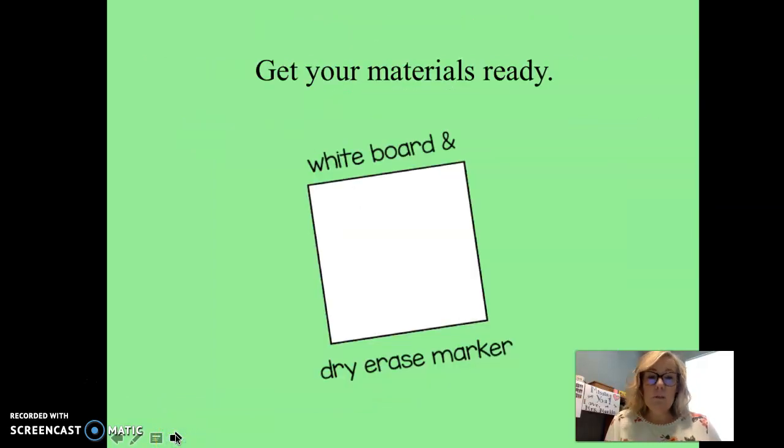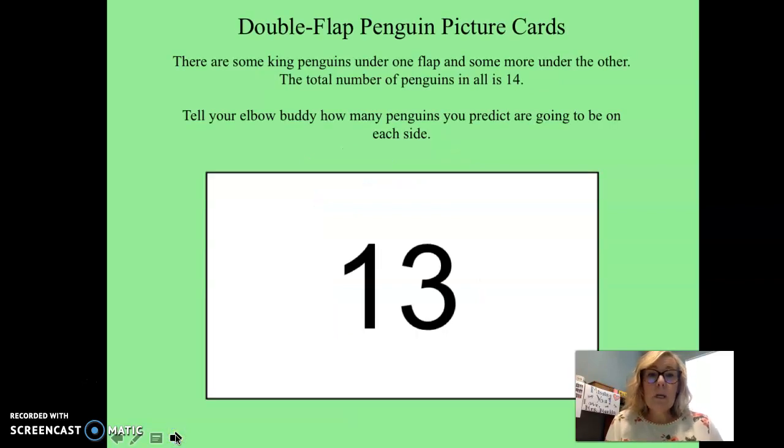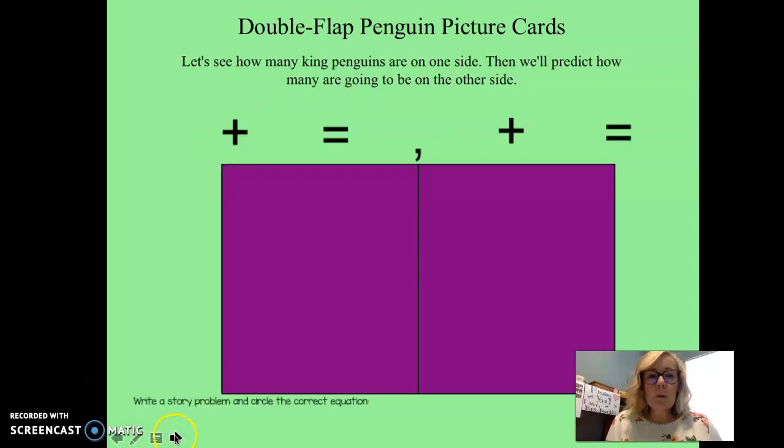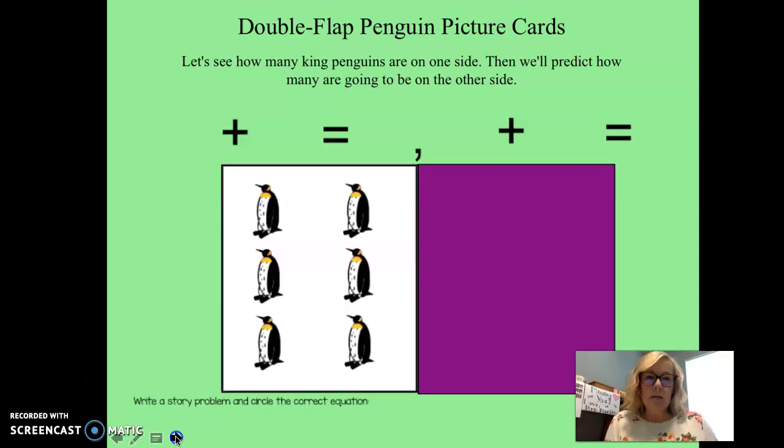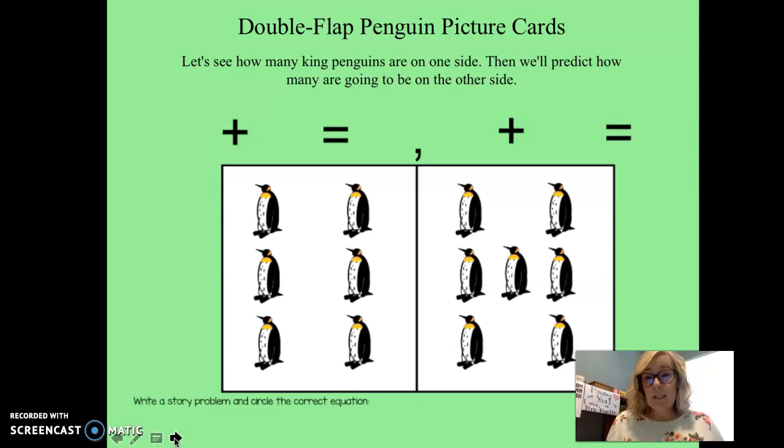Okay, get your paper, get your pencil. Here we go. Now we're going to use the number 13. Make a prediction. Write it on your paper. Okay, what do you predict is going to be under our first flap? How many king penguins are on this side? I see 6 king penguins. If we have 6 king penguins on this side, how many king penguins do we have on the other side? If you said 7, you're right on.